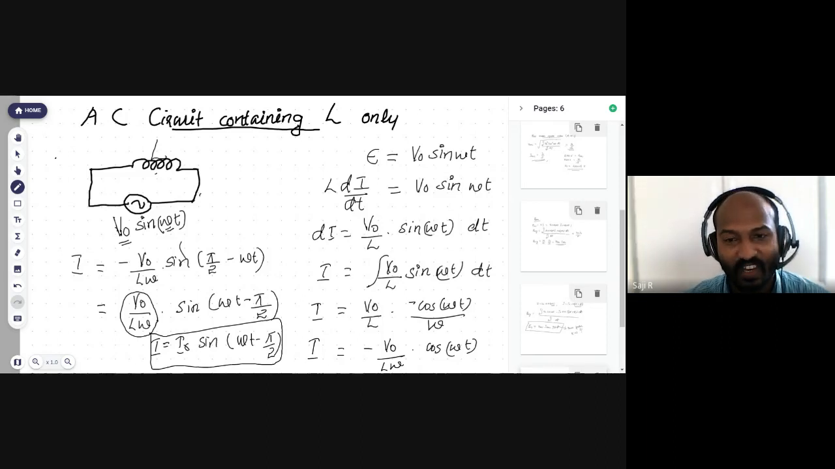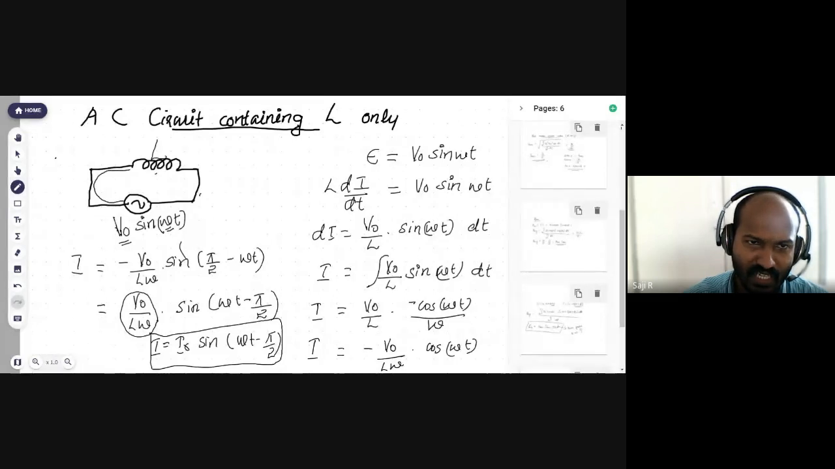So what does that phase difference imply? That is what I am going to explain now. For that, we will consider the same circuit. Assume that initially some current starts flowing along this direction, from left to right.